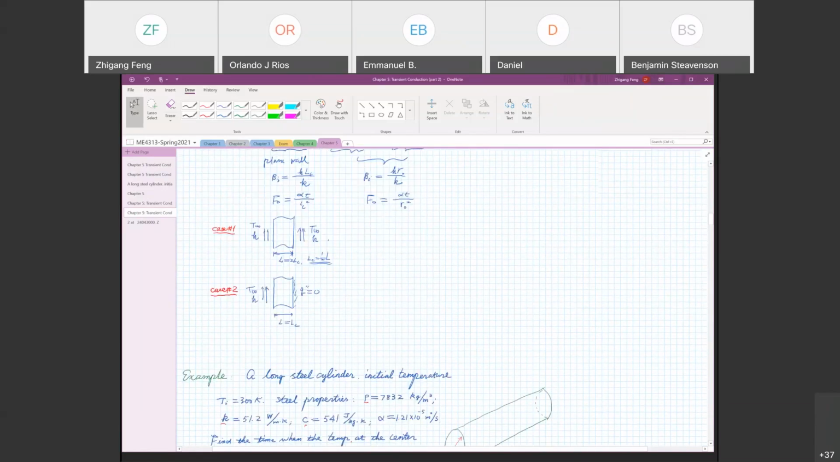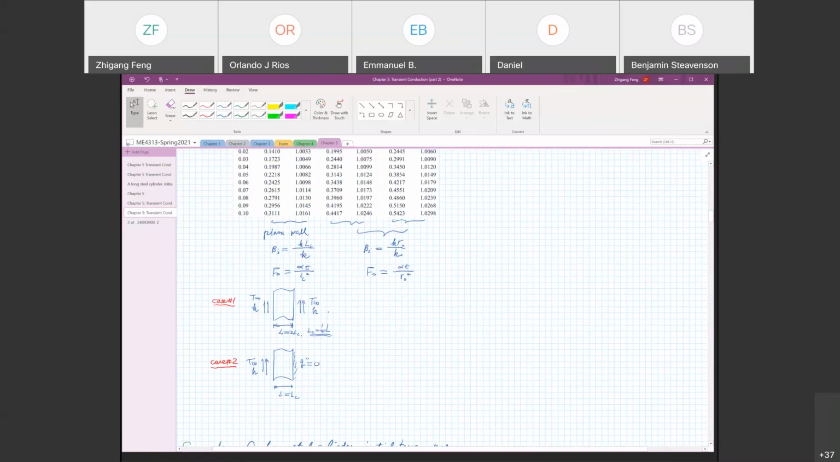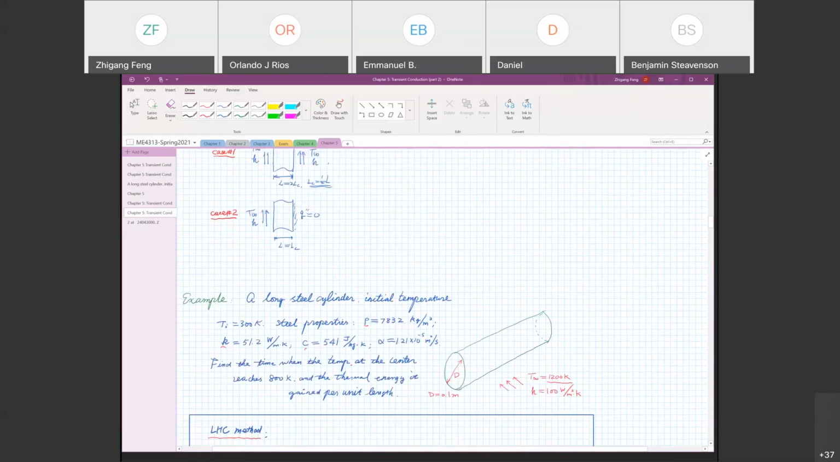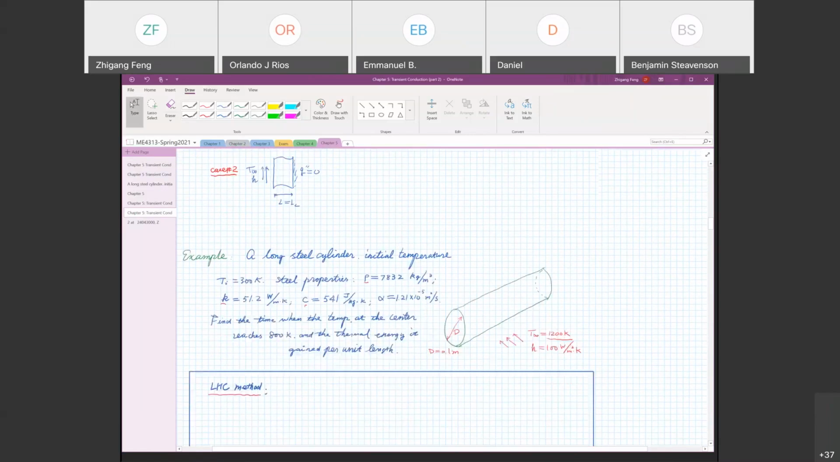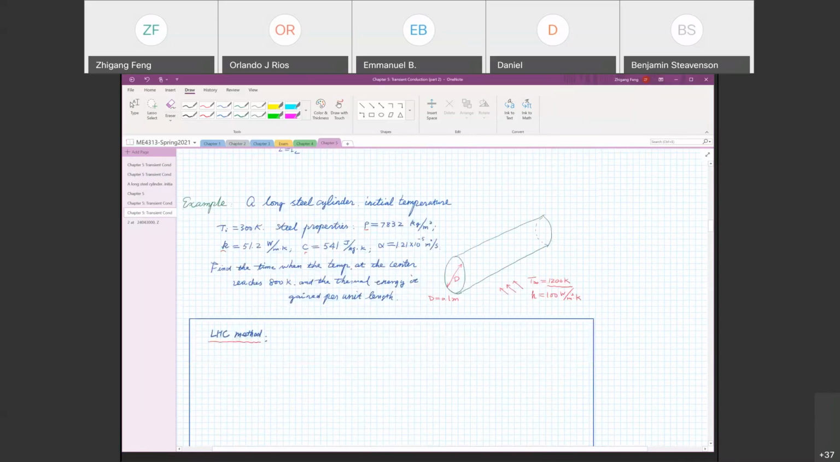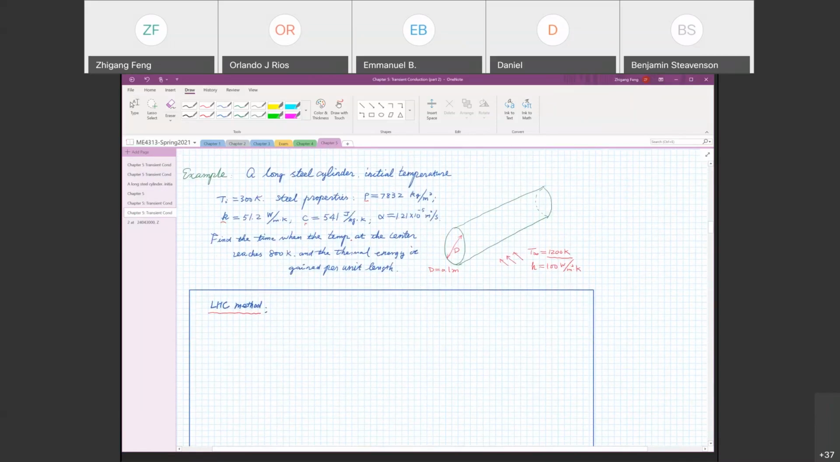Okay, so these are what we have learned last Thursday. We didn't get a chance to solve an example, so today I'm going to provide you with one example that involves two methods. So here we have a long steel cylinder. So this is a long steel cylinder. So L is much larger than the diameter of the cylinder. Initial temperature T sub i equals 300 Kelvin.